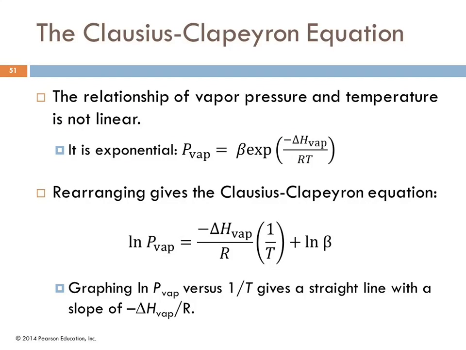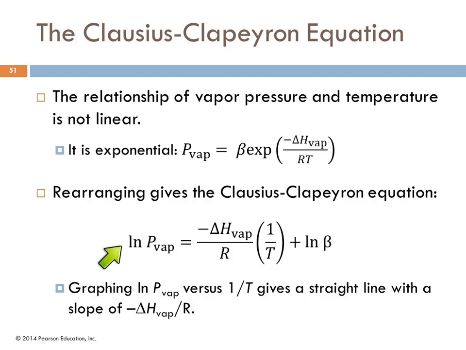Okay, so the Clausius-Clapeyron equation. The relationship between vapor pressure and temperature is not a linear one. It's an exponential function. So the vapor pressure is equal to beta, which is a constant, times e to the power of negative delta H of vaporization over RT.